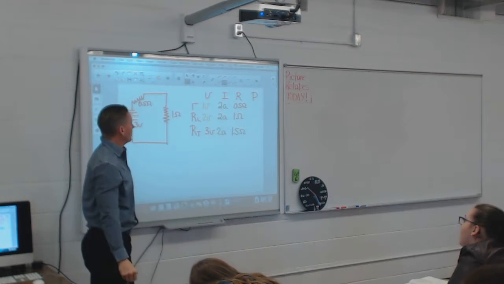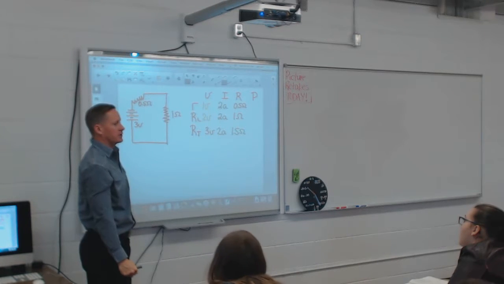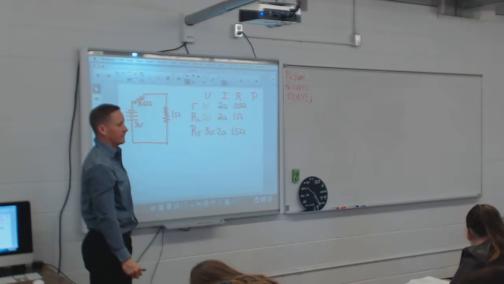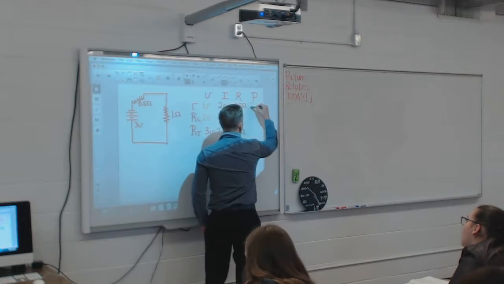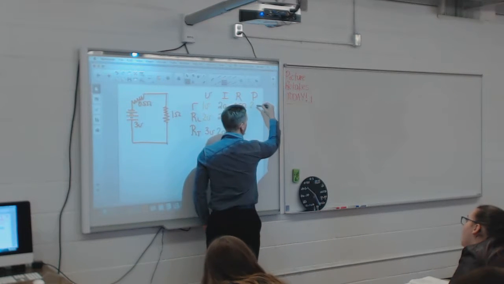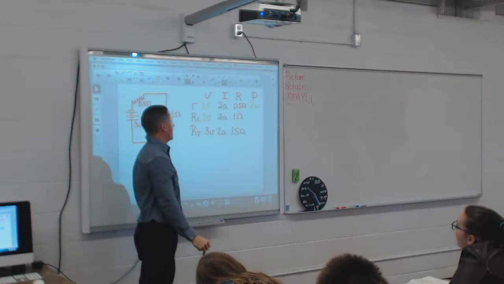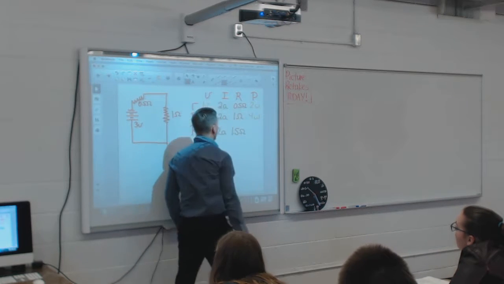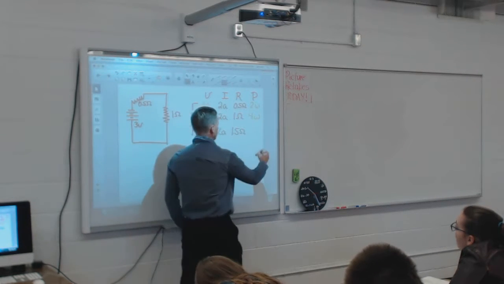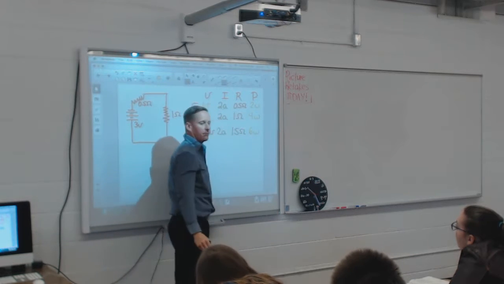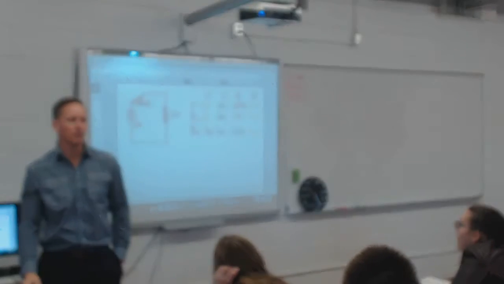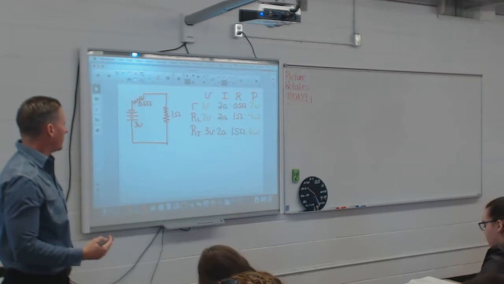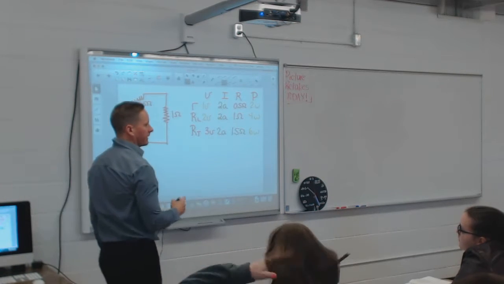And then finally, what's my power? So use one of your equations to find your power. What's your power in the internal resistance? 2. And what's the unit? Watts. Okay. What's the power in the load resistance? 4. And then what's the total power? 6. Pretty straightforward. Not much to it. All I've added to it was the P. Fair enough? Okay.